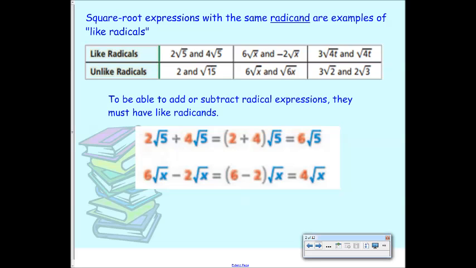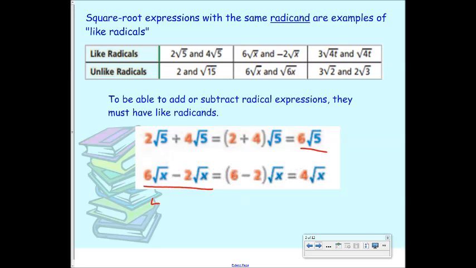When they are like terms, you just add together basically the coefficients, so the stuff outside the house. So this is 2 root 5 plus 4 root 5, which gives you what? 6 root 5. What stays the same? The radicand stays the same. So what's inside the radical will stay the same. So if I have 6x minus 2 root x, what would that give us?